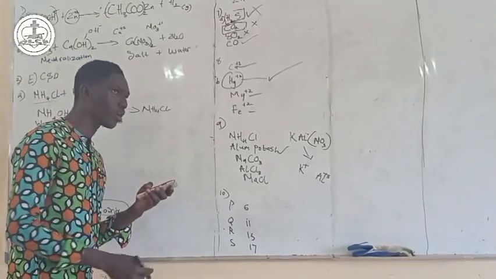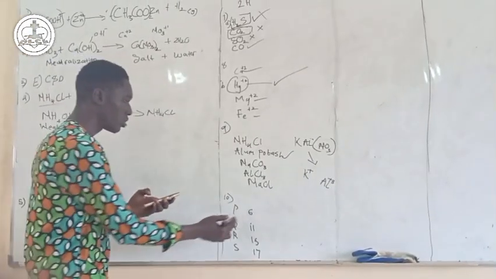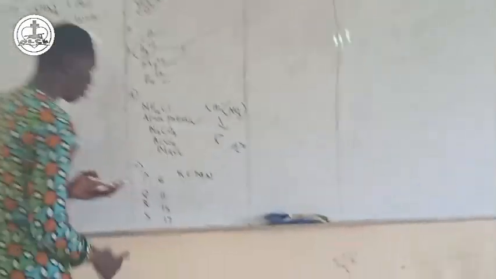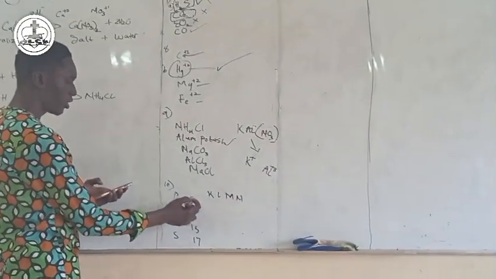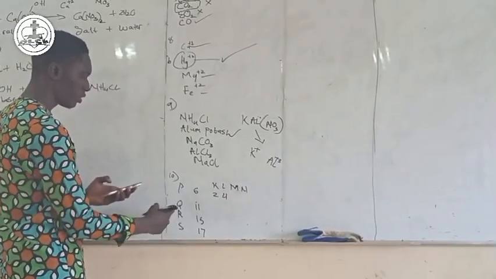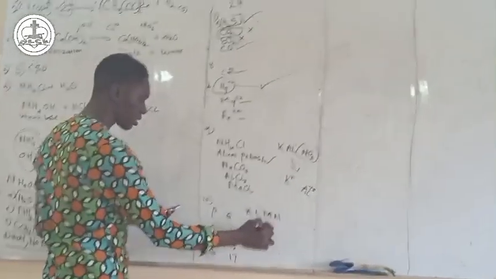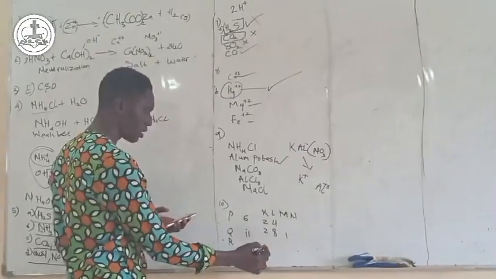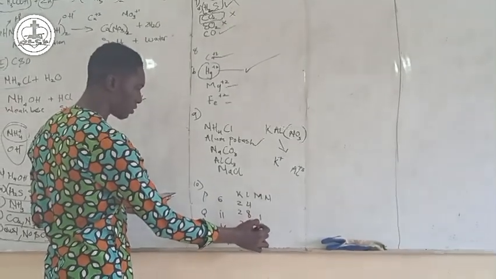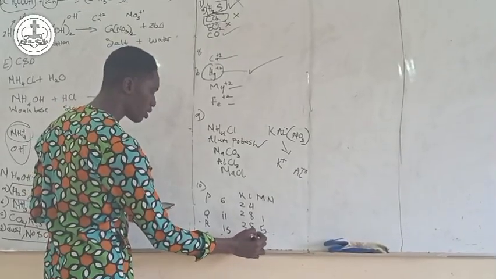Okay, let's know which can form electrovalent and covalent bonds. So we write out the KLMNO format for this. Element P has 6 electrons, so we have 2, 4. Q has 11 electrons, you have 2, 8, 1. Then R has 15 electrons, you have 2, 8, 5. Then S has 17 electrons, you have 2, 8, 7.